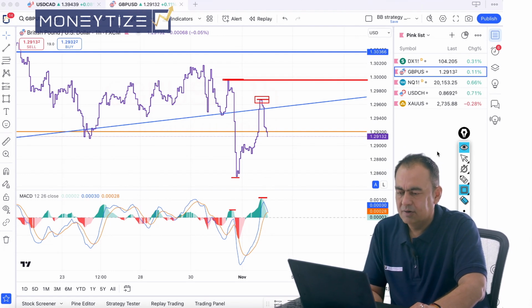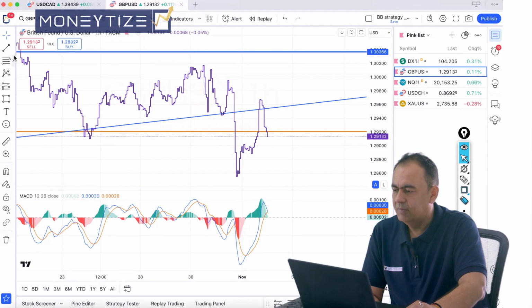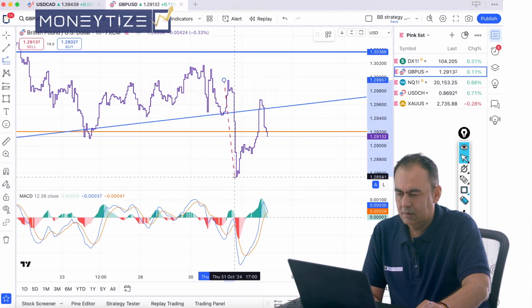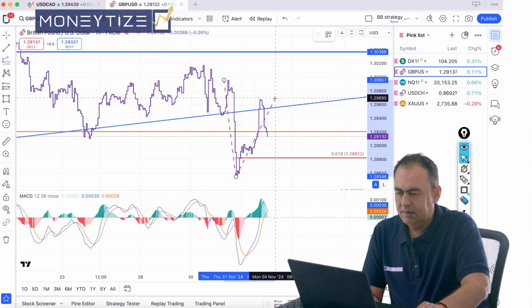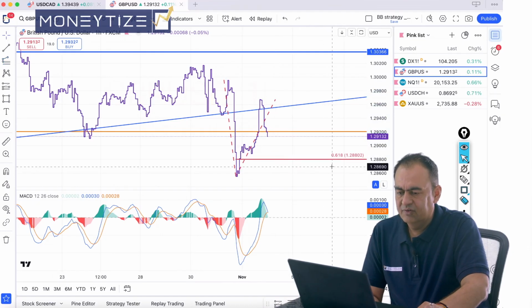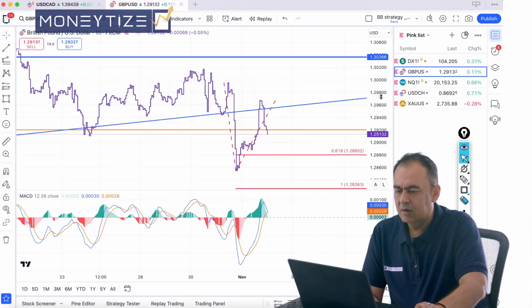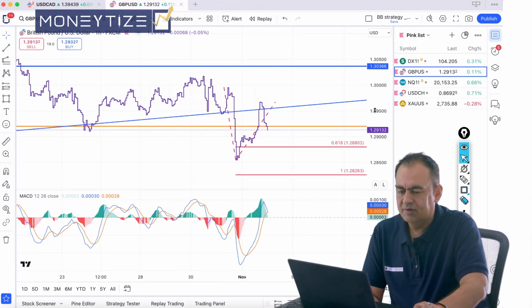Now I'm going to apply Fib extension here. So I'll take from this high to the low and the lower high. So the first level is 1.2880, the anticipated level, followed by 1.2826.